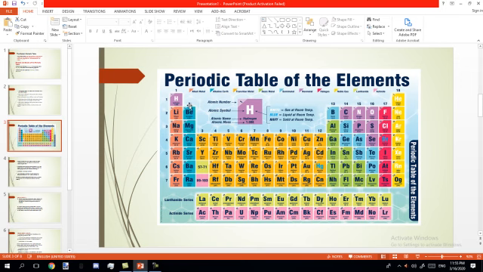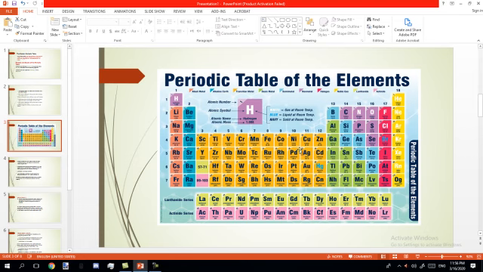Coming after them is group 2, which is also metal. Group 2 elements are all metals, but they are less active than group 1 elements. So group 1 and group 2 are all metals, but group 1 are more active than group 2. Group 1 and group 2, as we said before, belong to the S block.